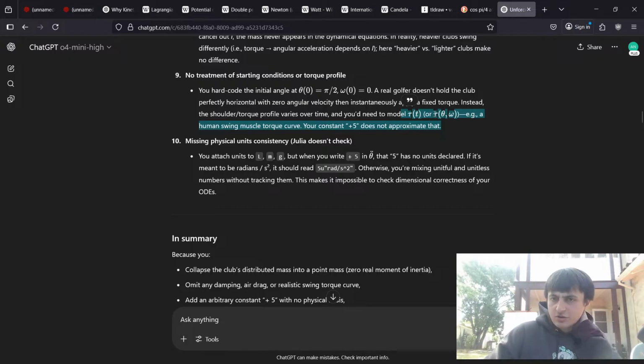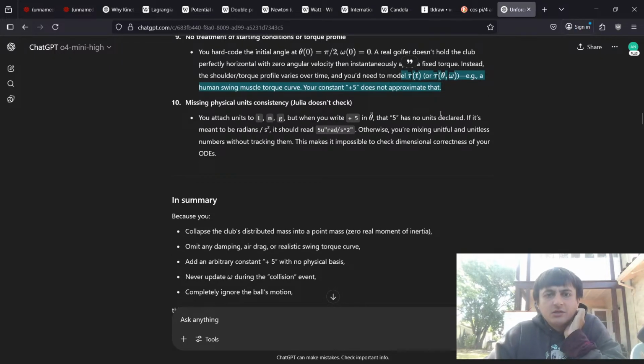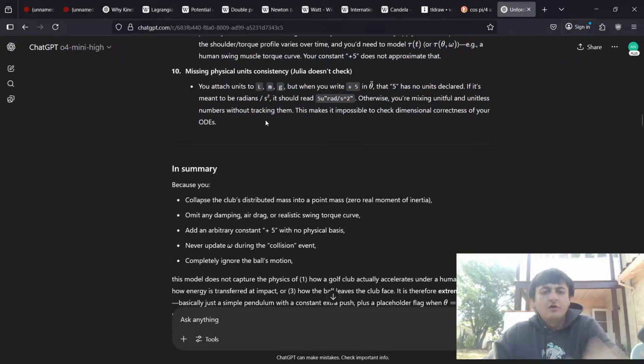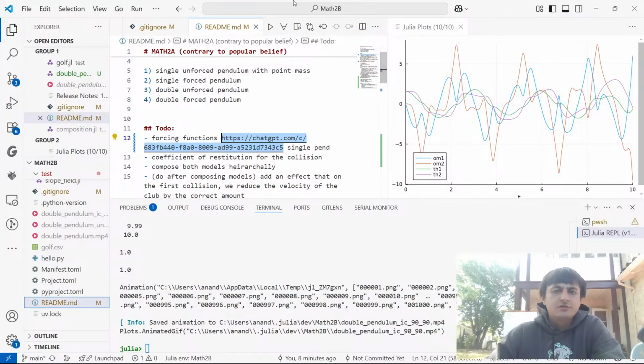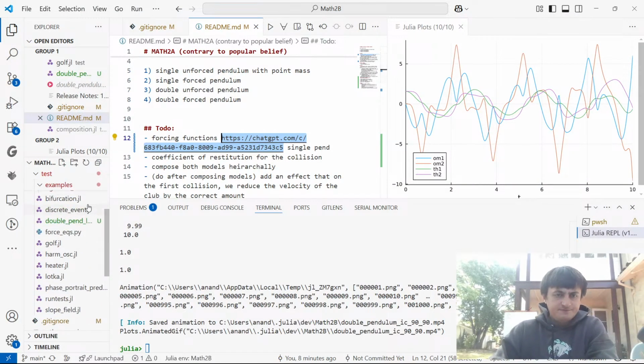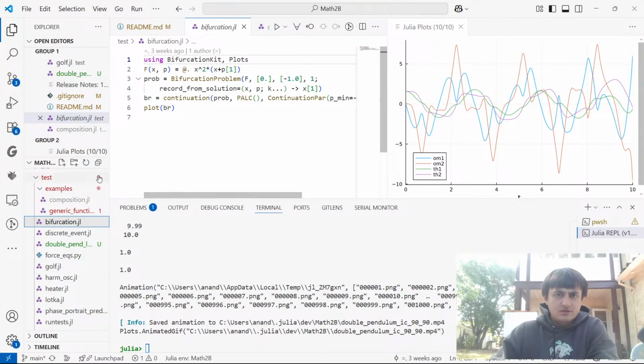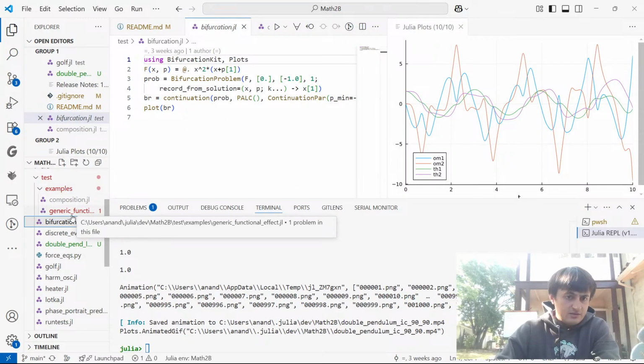Torque of T or torque of theta omega. Oh, that's actually interesting. Yeah, could we actually do that? Okay, so let's just delete that.